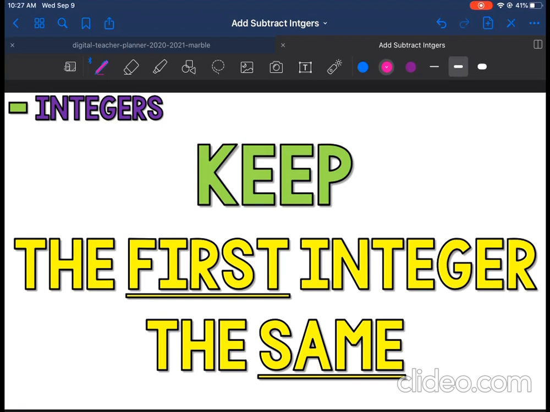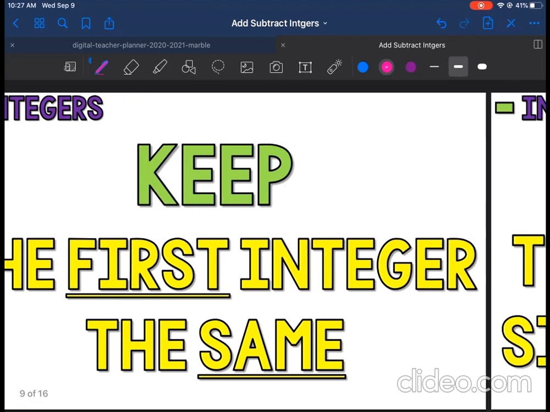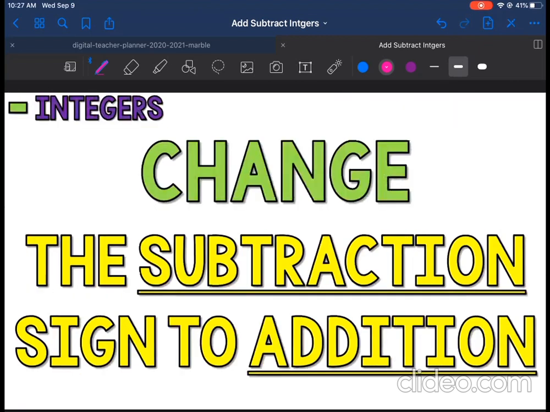So, keep the first number. Next, we're going to change the subtraction to addition. Change subtraction to addition. Pretty much, we're killing subtraction. We want to get rid of subtraction. We don't want to see subtraction problems with positive and negative numbers anymore.